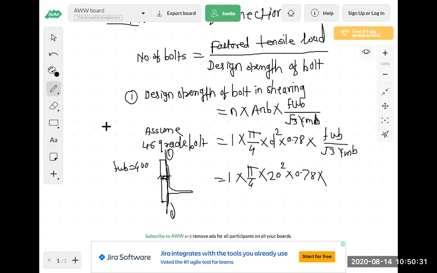For the next bolt, 5.6 grade bolt, 4.8 grade bolt, we have to see this table. We have seen this table in unit number 2. So the value of FUB is 400 for a 4.6 grade bolt, divided by root 3 into gamma mb, which is 1.25. So calculate. 45.27 kilonewton.